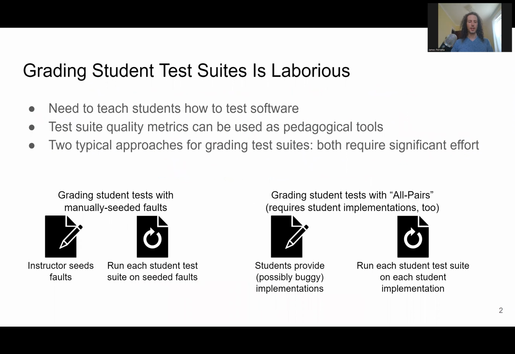The motivation behind our study is that teaching software testing is still a critical part of computer science pedagogy, but grading student test suites requires a lot of effort. Our study looks at two common grading scenarios. The first is where an instructor seeds faults by hand into their own implementation, runs each student test suite on those manually seeded faults, and awards points based on the number of faults detected.